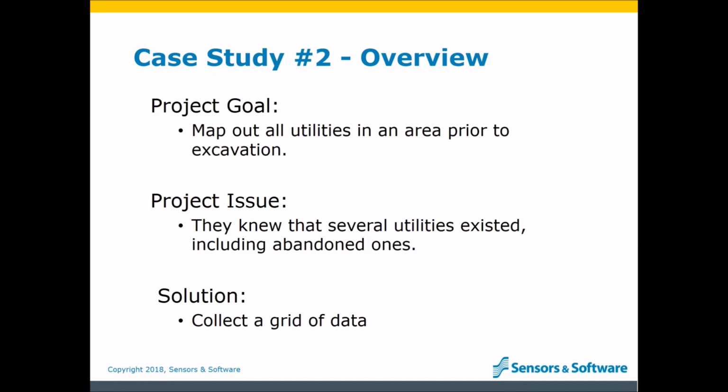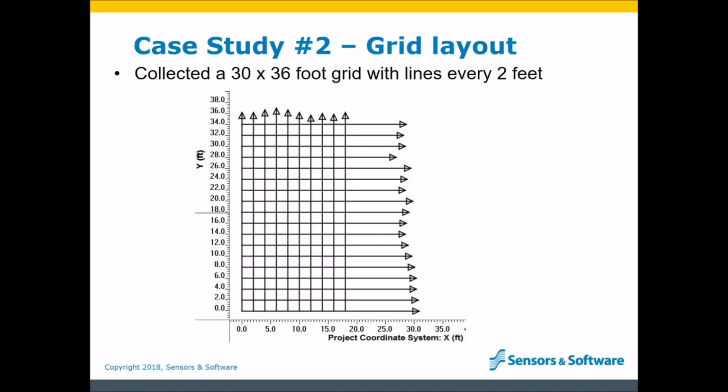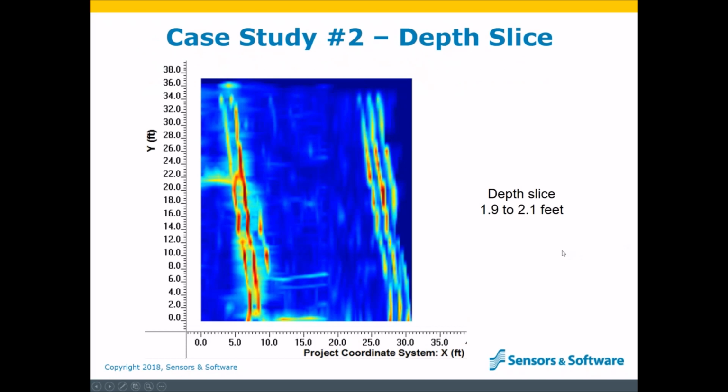Now, case study 2 illustrates the use of grid collection to locate all utilities in an area, including abandoned ones, prior to excavation. A grid was laid out, as shown below, with lines spaced every 2 feet in both directions. So on this depth slice, centered at 2 feet, we can see several utilities. In fact, there were so many utilities at different depths, we decided to create an animation to visualize this better.